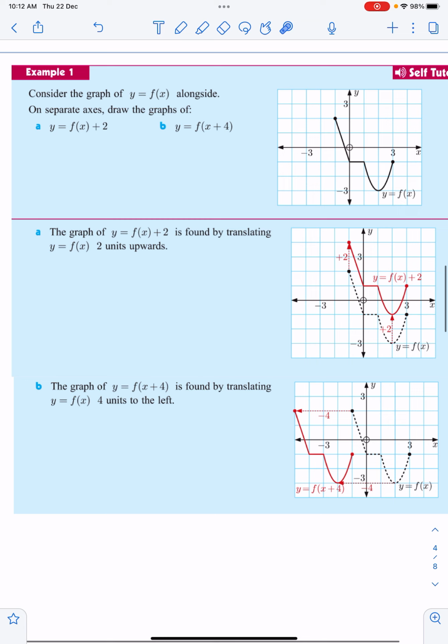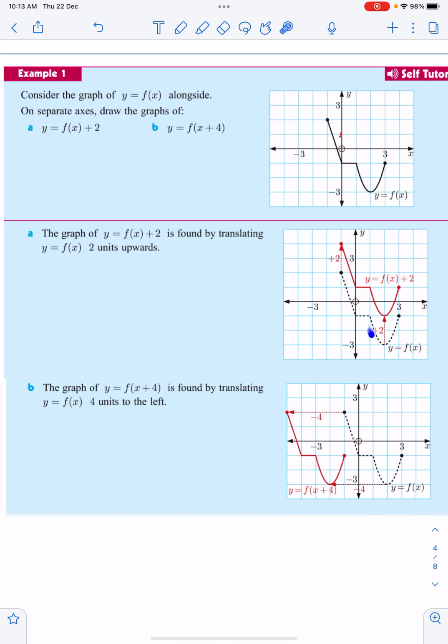Okay, starting with the exercise, consider the graph of y equals f of x alongside. On separate axes, draw the graph of y equals f of x plus 2. You have to shift the whole graph up by 2 units. That means there's going to be a translation of 2 units up. Okay, this is already done here, so I'm not doing it again, I'm just showing it to you. 2 units up meaning this was the original graph, it has gone up by 2 units. f of x plus 4, that means every single point is going to be shifted 4 units onto the left. Okay.